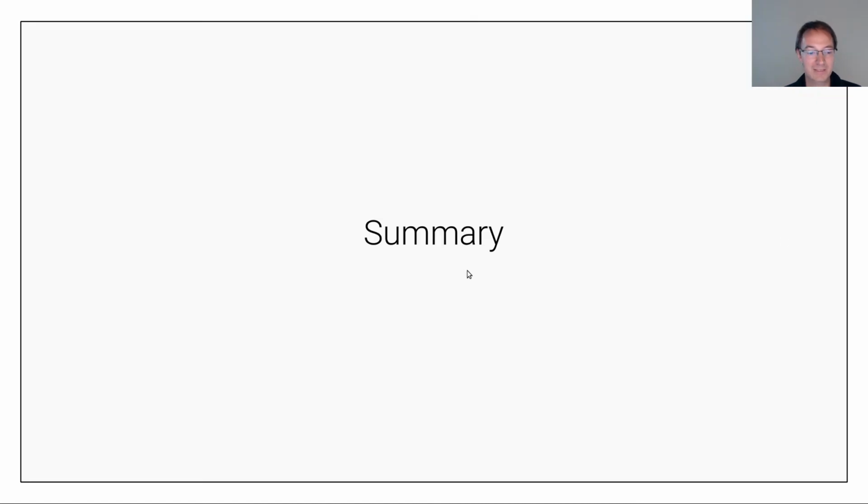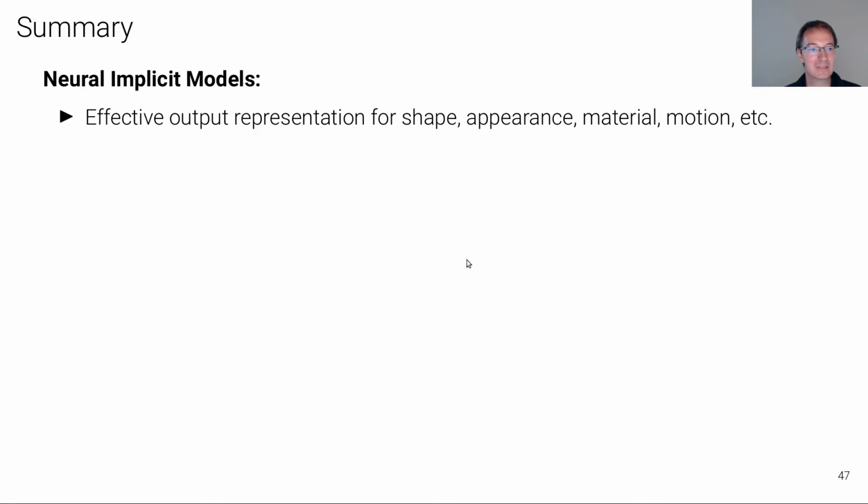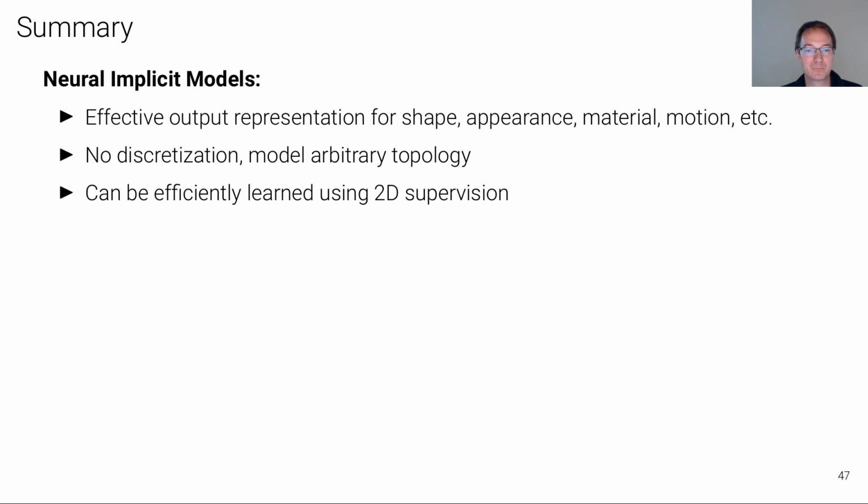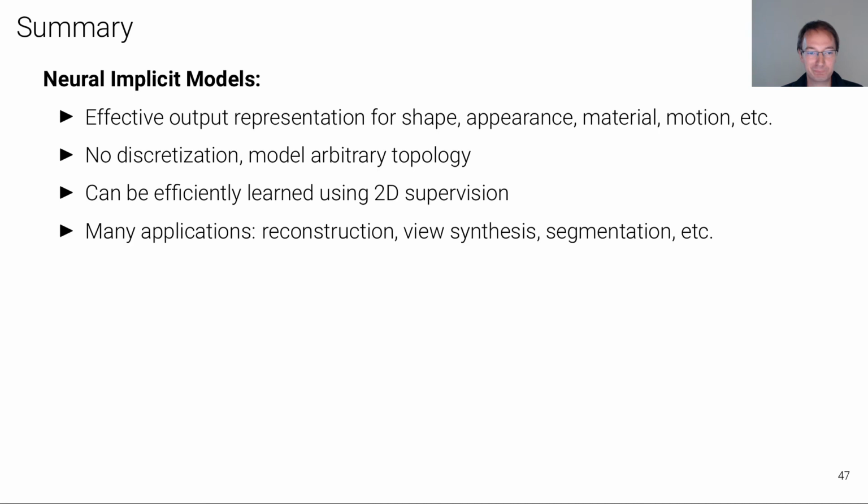So this is all very exciting. I want to conclude now my talk with this little summary. Neural implicit models have emerged as a very effective output representation for shape, appearance, materials, motions, and more. They don't require any discretization and they can model arbitrary topology. And they can also be effectively learned using 2D supervision. And there are many applications: 3D reconstruction, view synthesis, segmentation, motion estimation, and more.